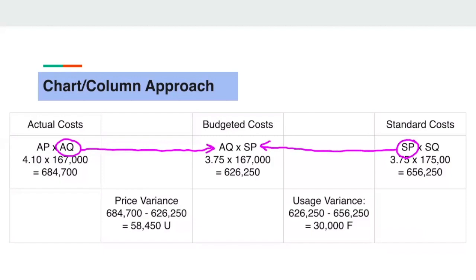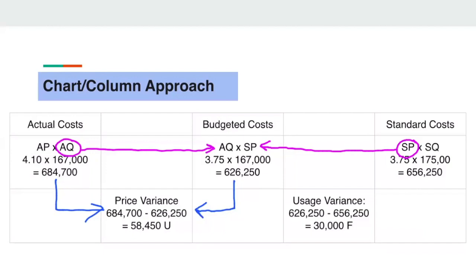From there, to find price variance, you minus the actual cost by the budgeted costs. So you're taking this amount and this amount. This means that the price variance is positive 58,450. And since it is positive, it is unfavorable, so we place a U beside it.